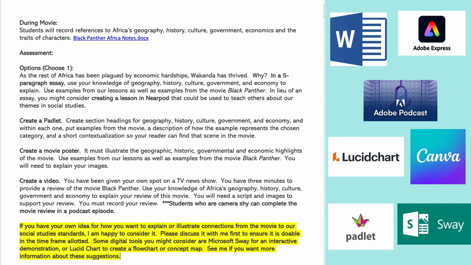Other ideas include an interactive presentation with Microsoft Sway or a concept map using Lucidchart. And to further unlimit their creativity, students can suggest a digital tool and format not mentioned here. And if it can fit into our schedule, I won't hold them back.